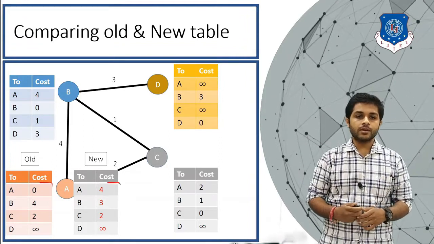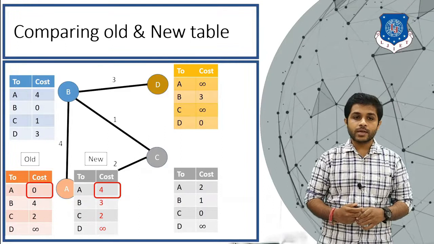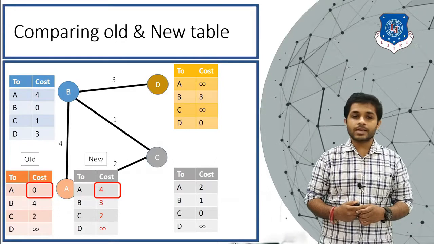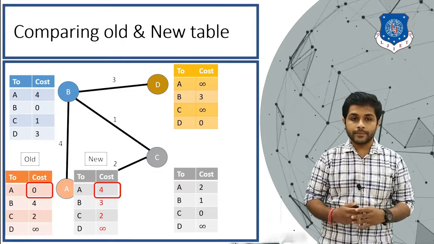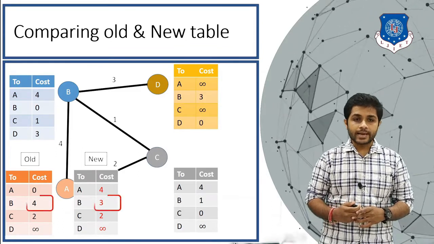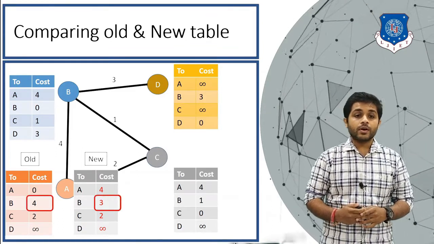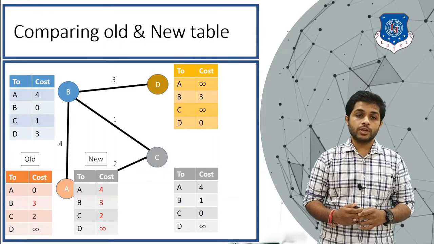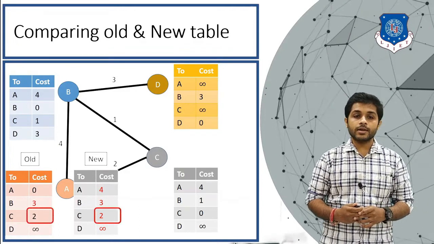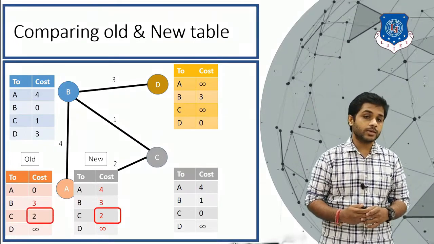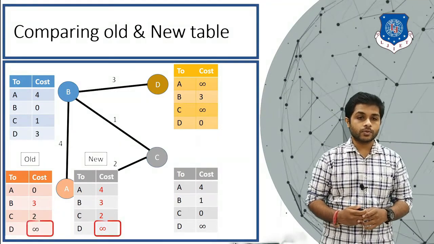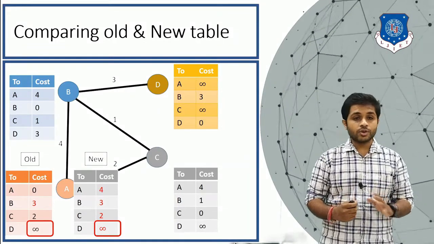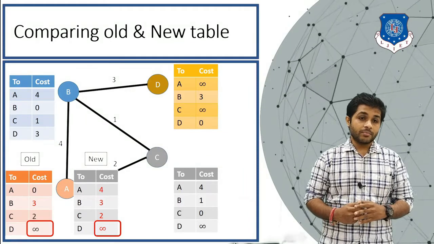So for example, it will compare the first entry and the minimum value among these two values is 0, so it will not make any change to its own table. In the second entry, the minimum value is 3, so router A will update its table with 3. In the third entry, there is no change that needs to be done, and the same is true for the last entry too.